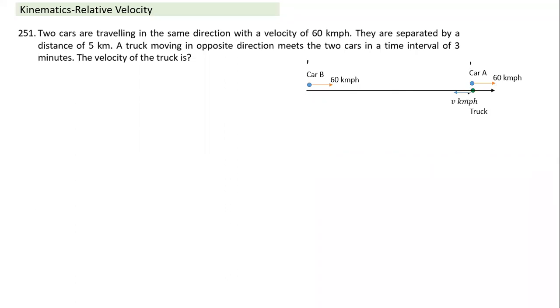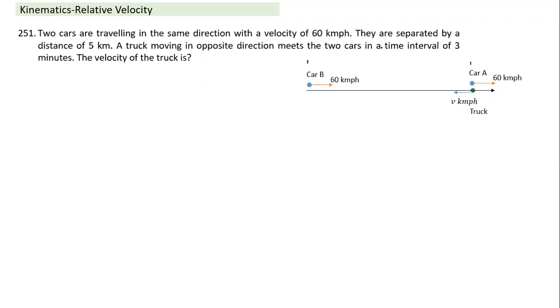How is the truck moving? The truck is moving in the opposite lane. We don't know what its velocity is. Everything is in kilometers per hour. So the truck is moving like this. Since the truck is moving in the opposite direction, it meets the 2 cars in a time interval of 3 minutes.